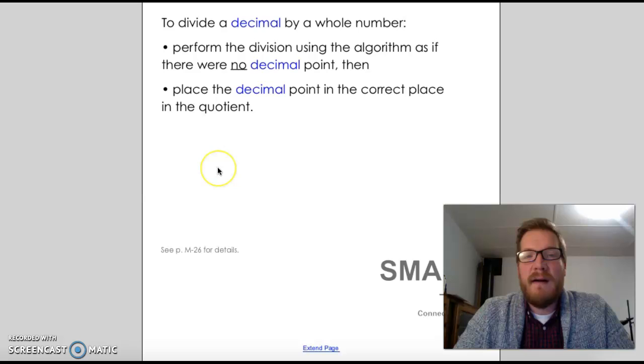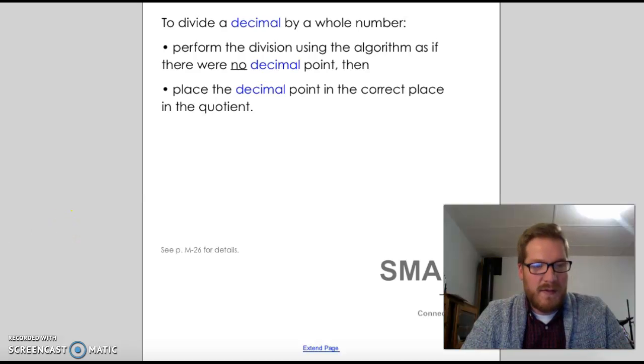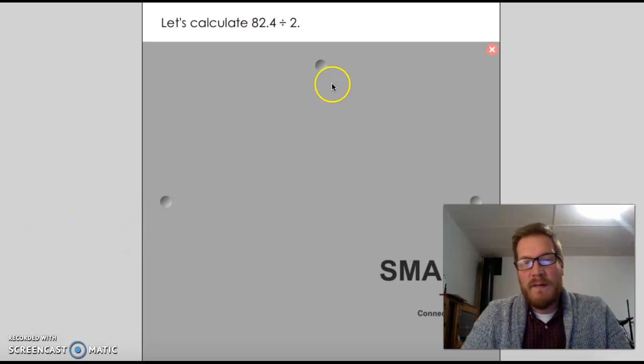So here we have to divide a decimal by a whole number: perform the division using the algorithm as if there were no decimal point, and then place the decimal point in the correct place in the quotient, which we did on the other question. So then we're going to do some calculation of 82.4 divided by 2.